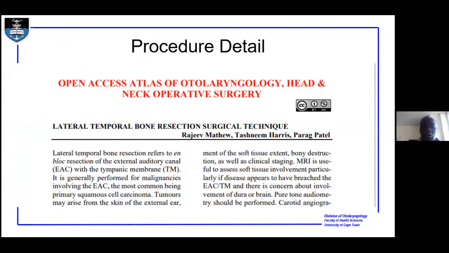For a blow-by-blow account of how this procedure is done, I'll refer you to the Open Atlas of Otolaryngology Head and Neck Operative Surgery on the lateral temporal bone. This is a free resource, as we all know, available on the internet. There are quite good pictures and quite detailed procedures on how to do it.